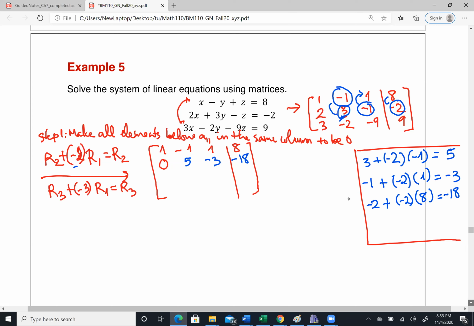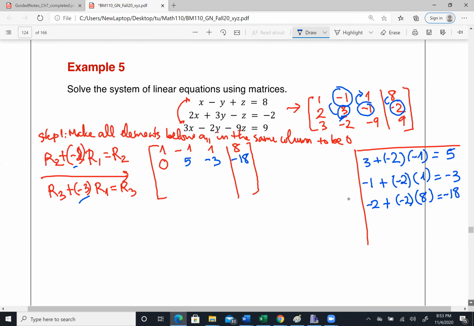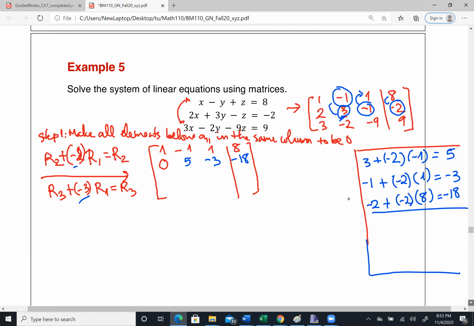So we're done with row 2. Now we move to row 3, right? So I need more space. Okay, now how about row 3? Row 3 starts with 0, because the 3 here should be 0 after you add -3 times 1 here, right? Easily. What about the next term?